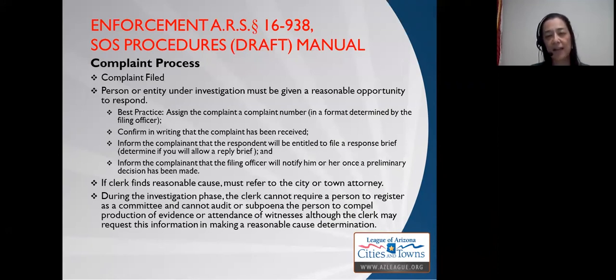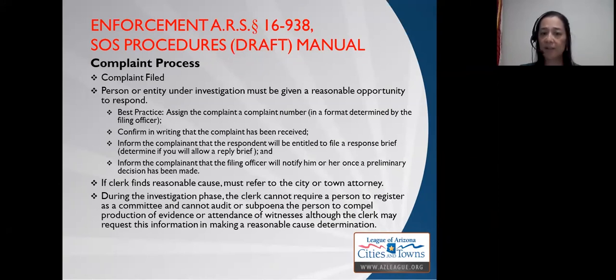They are going to allow a reply brief, but I don't think in the past that we've done that, so I would determine whether or not that's something you want to do. And then obviously let them know what your decision is. If you find reasonable cause, then you need to refer to your city or town attorney. I also wanted to highlight, because this has been emphasized a lot at the state level, that during your investigative phase, you cannot require a person to register as a committee, and you can't audit them or subpoena them.